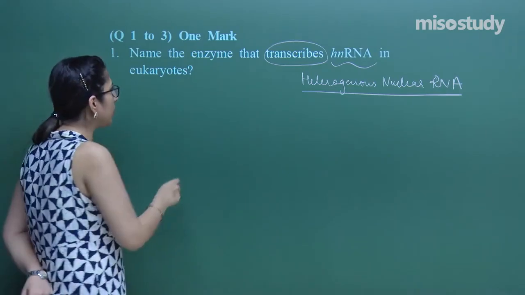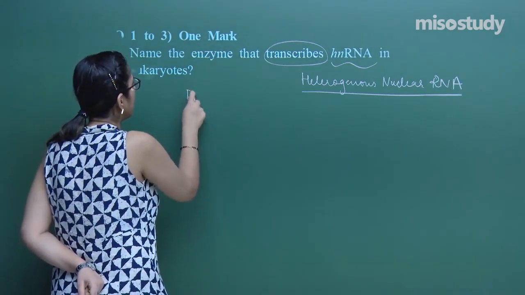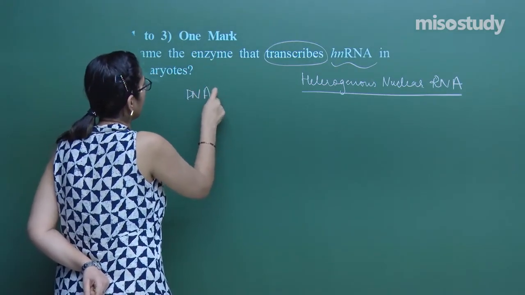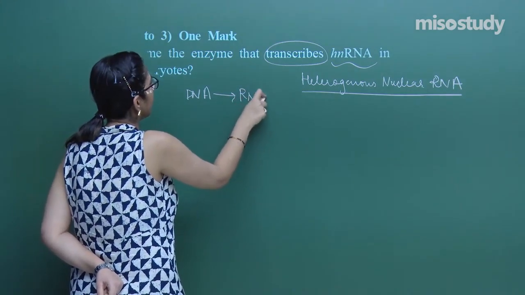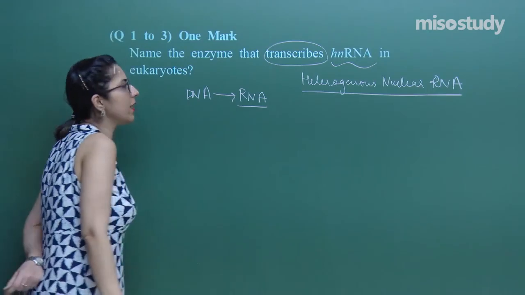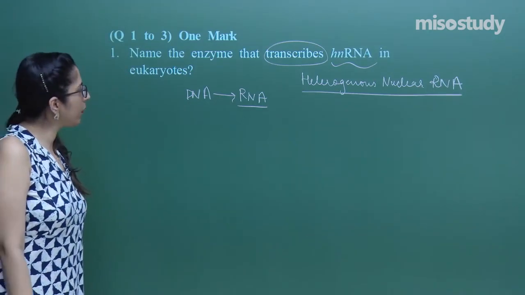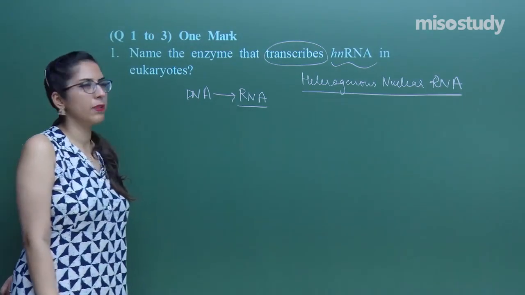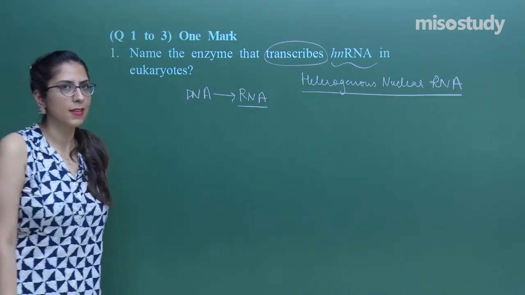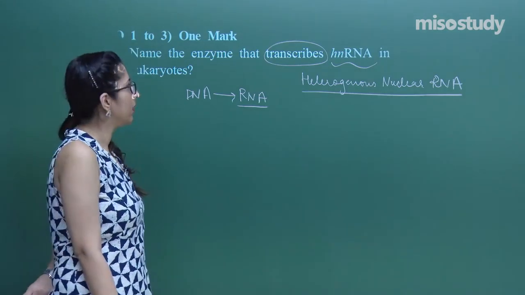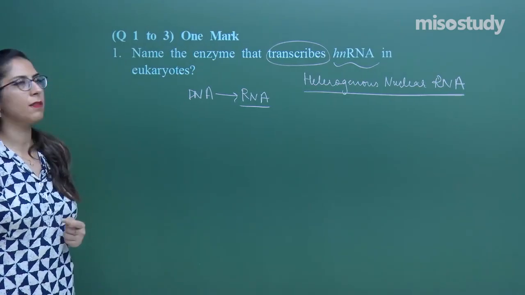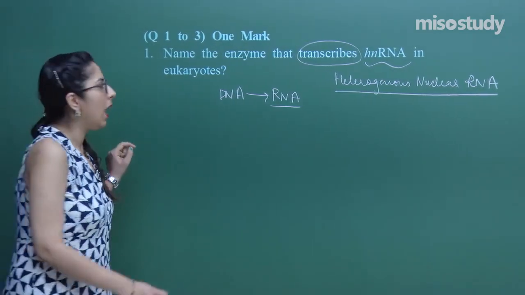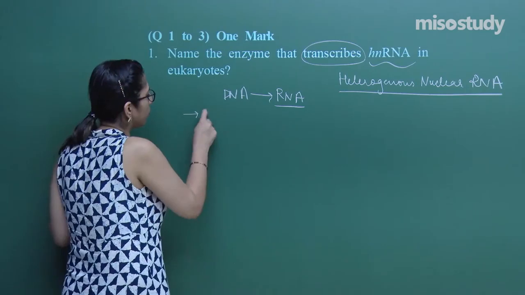That means what they want is, from a DNA, we have to form an RNA. And that RNA mentioned in the question is HnRNA. So whenever transcription happens, an enzyme is required, which is called RNA polymerase. Because we are discussing eukaryotes, the major enzyme which transcribes is called RNA polymerase 2.